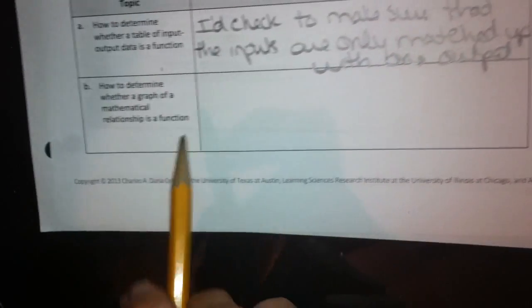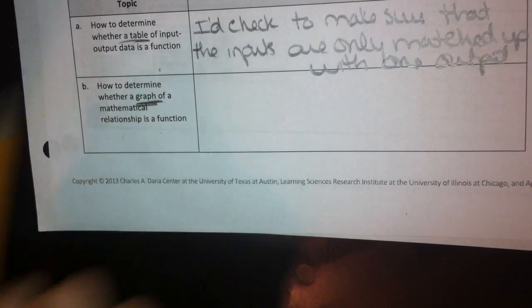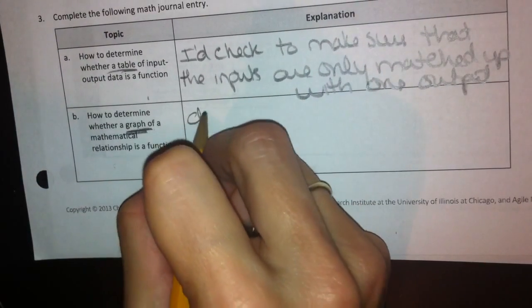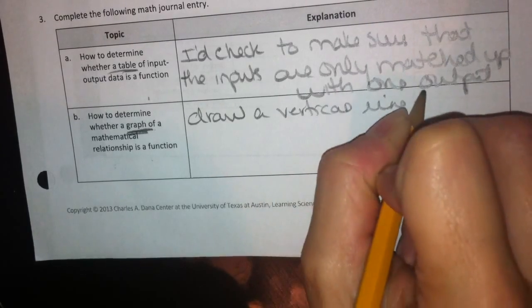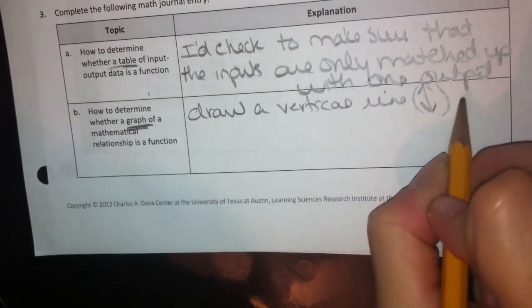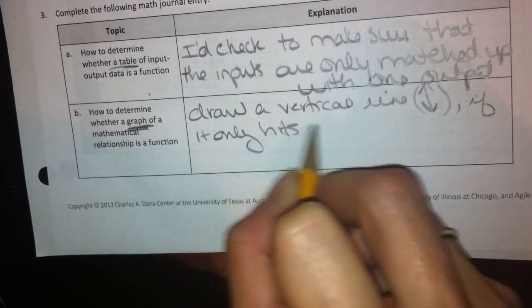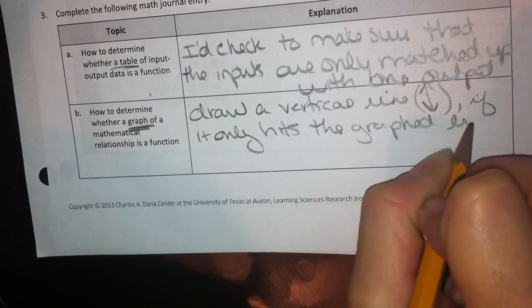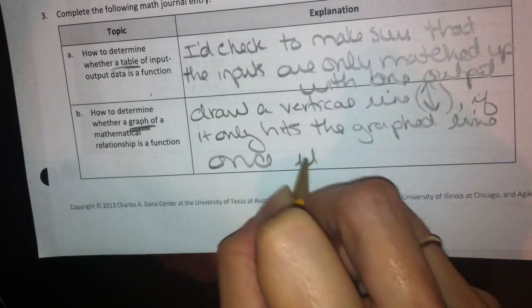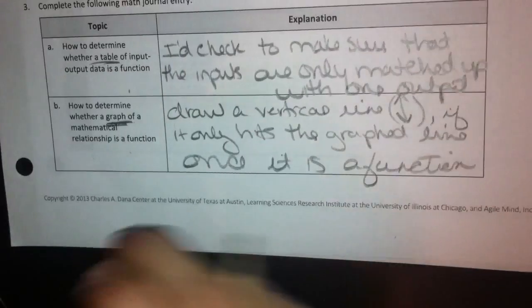All right, how to determine whether a graph of a mathematical relationship is a function. So this is the graph part. We took care of the table, now we got to take care of the graph. Well, I would draw a vertical line, which means an up and down line, and if it only hits the graph line once, it is a function.